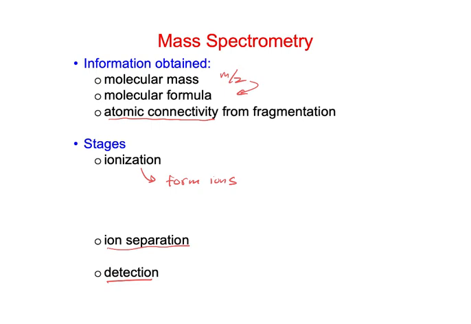What is atomic connectivity from fragmentation? Well, the atomic connectivity is basically the structural information, right? So depending upon how it fragments, what pieces fall off, we'll hopefully learn about what kind of pieces are in our molecule.